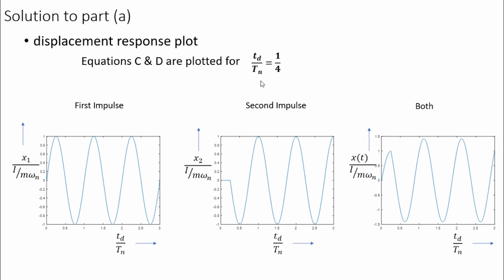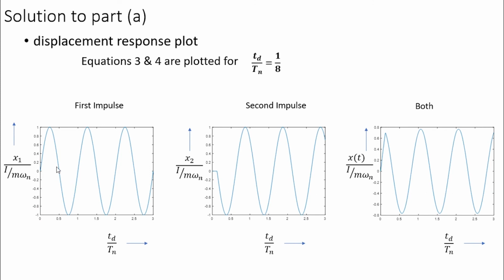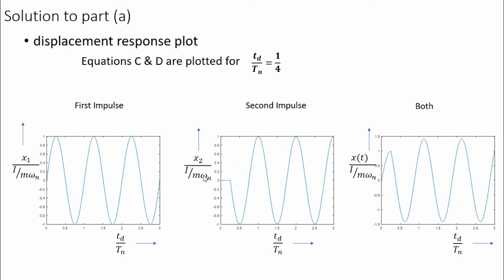And this is when the ratio Td by Tn is equal to 1 by 4. In this case, the first impulse response is similar to the previous one. The second impulse response is a little bit more delayed compared to the first one, because here Td is more. So this 0 portion is a little longer than the previous one.